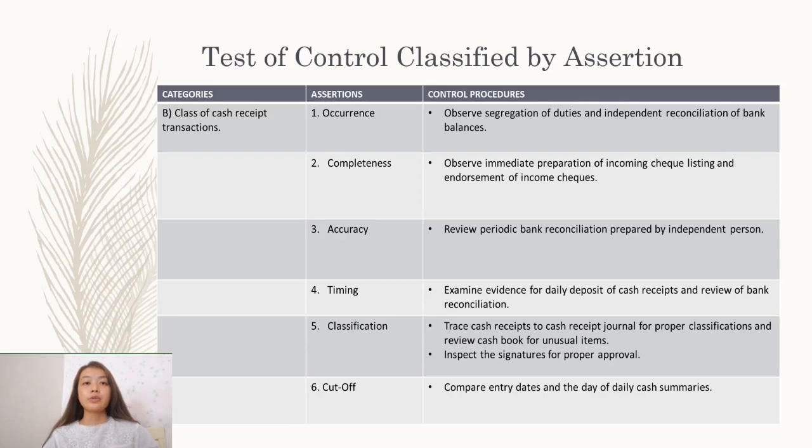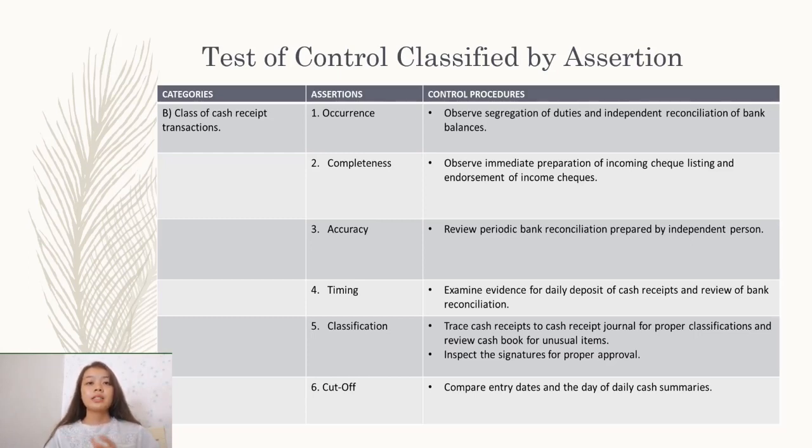The next one is a class of cash receipt transaction. The first assertion is occurrence. Occurrence is to observe the segregation of duty and independent reconciliation of bank balances. The second one is completeness. Completeness is to observe the immediate preparation of incoming check listing and endorsement of incoming check.